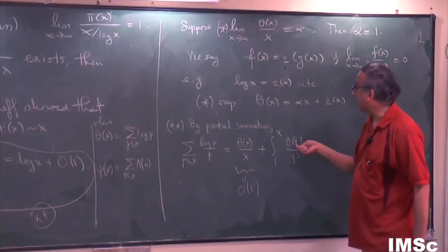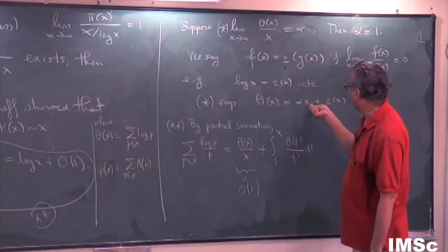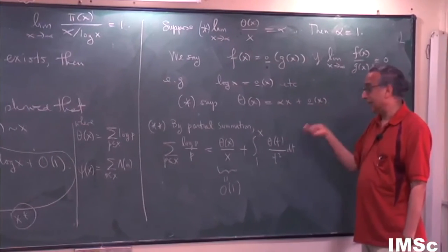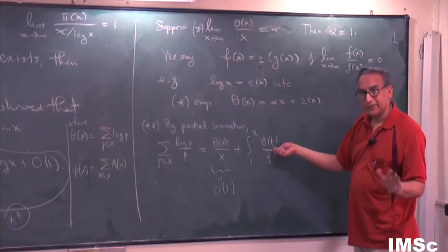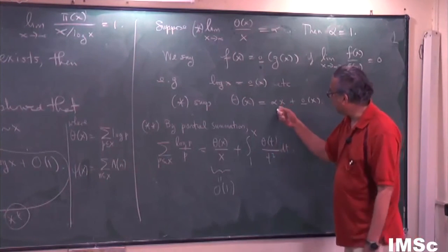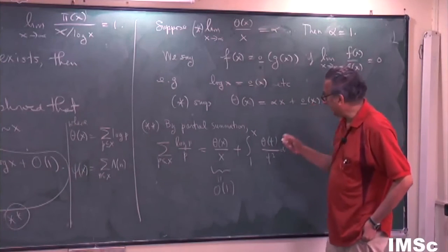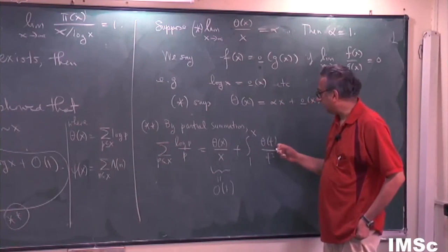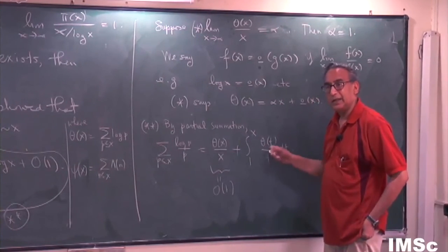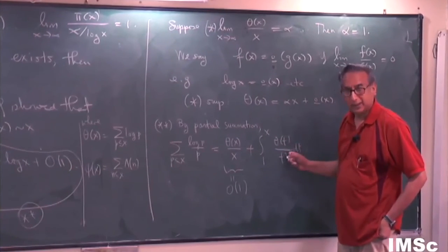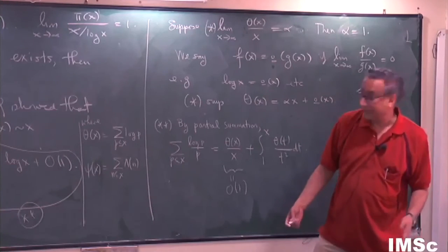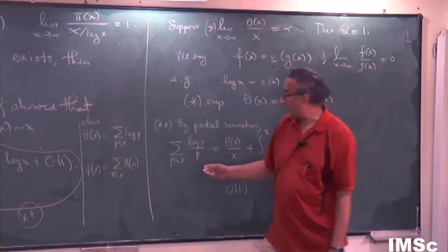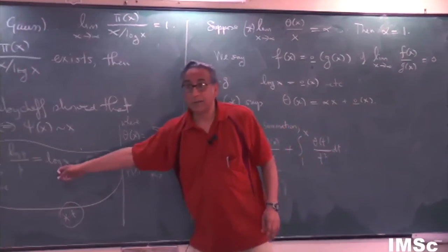Now I'd like to plug in theta of t equals alpha t plus little o of t into here. Let's just do this mentally for a second. If I plug in theta of t to be alpha t plus little o of t, I would get alpha t plus little o of t, divided by t squared. That would be alpha over t dt, and alpha over t dt integrates to alpha log x. So if that's the case, there's a log x there, therefore alpha better be 1.